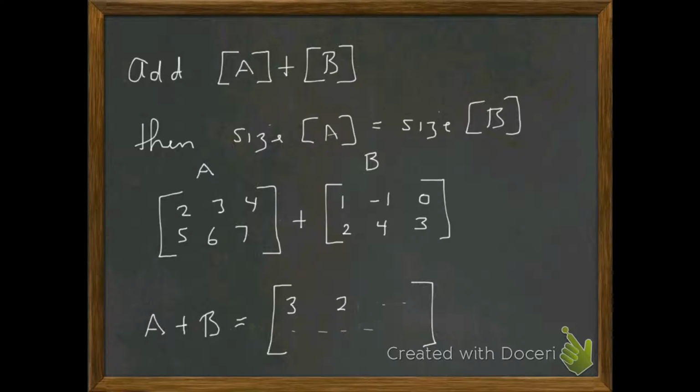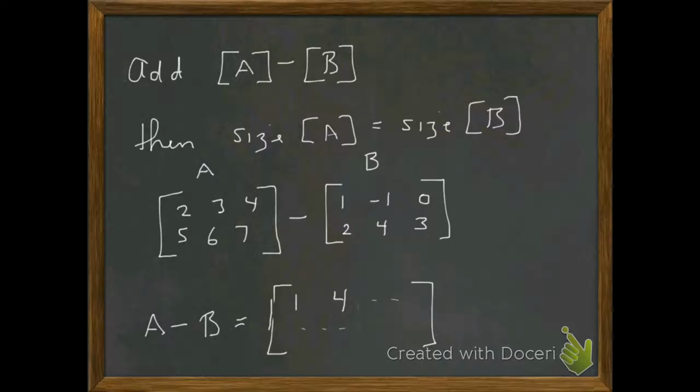Luckily for us, the same thing happens in subtracting matrices. So if we're going to subtract matrix B from matrix A, then we would just go 2 minus 1, 3 minus negative 1, and so on and so forth. We're not going to do a lot of matrix addition and subtraction, but it does come up. Now, something we are going to do is learn to multiply matrices.